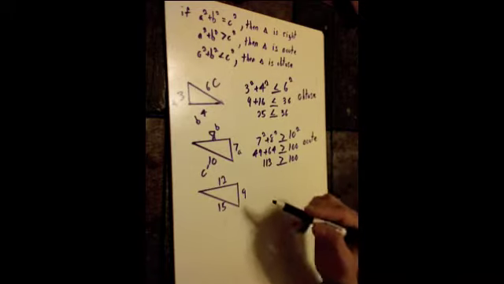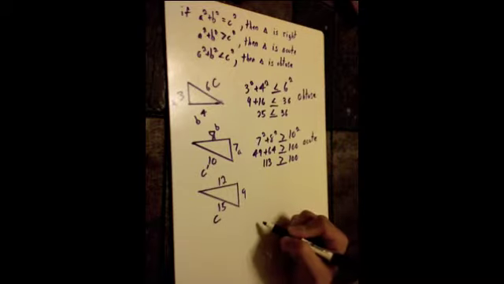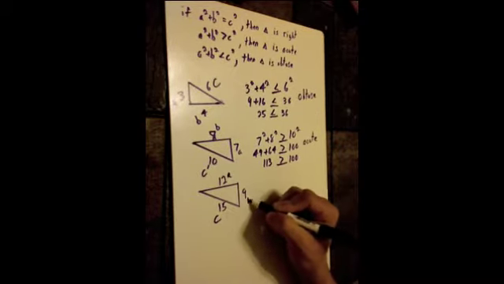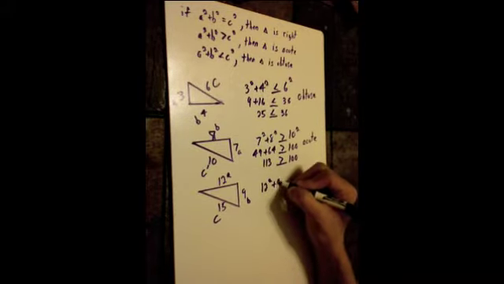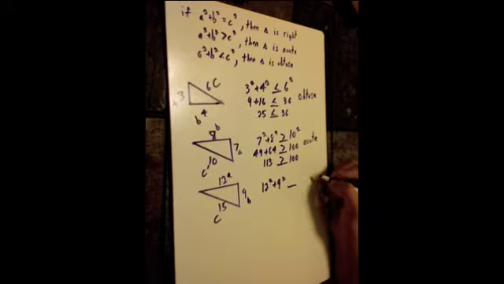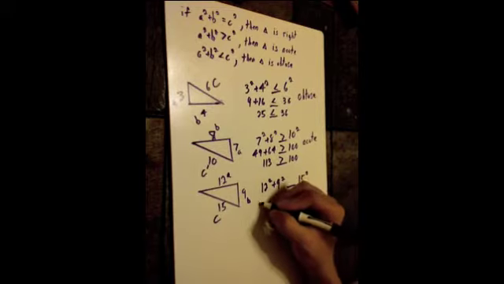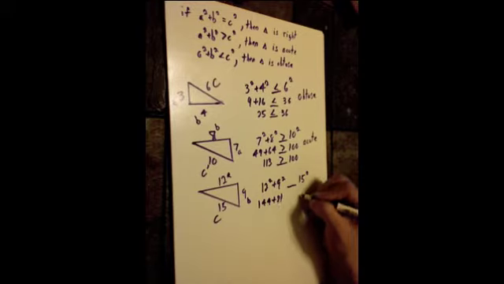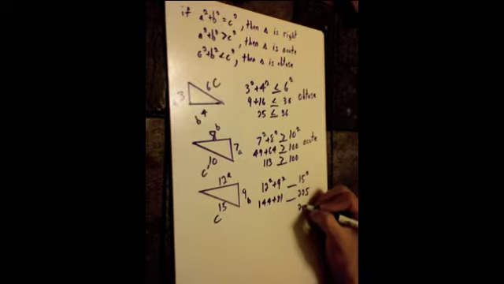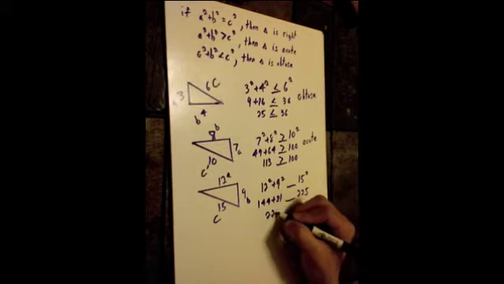Let's see. Again, I've got 12, 9, and 15. C has to be the longest side. That's my C, which means my other two sides are A and B. So A squared, 12 squared, B squared, 9 squared, and greater than, equal to, or less than C squared, 15 squared. Let's see. 12 times 12 is 144. 9 times 9 is 81. And 15 times 15 is 225. Well, I'm going to guess that you weren't surprised, but 144 plus 81 happens to be exactly 225.